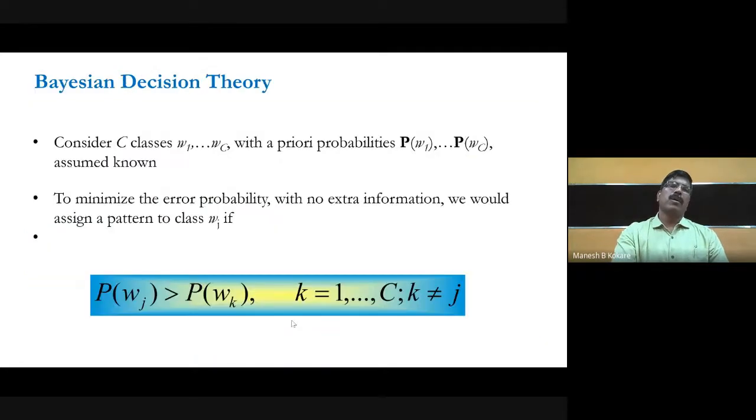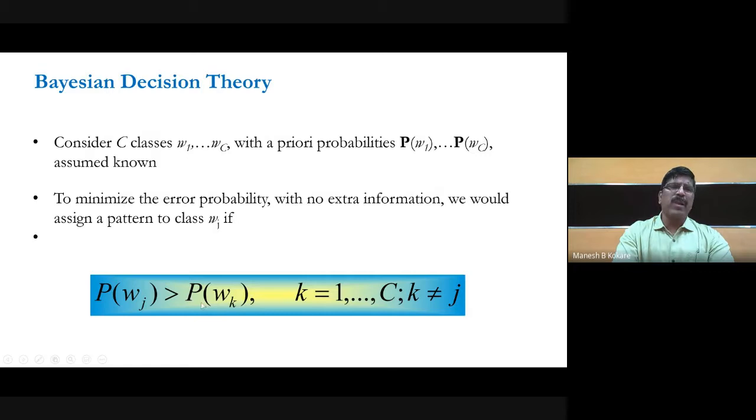Now, the standard Bayesian decision theory. For example, consider classes W1 up to WC, and you know the prior probabilities, the probability of class 1, up to the probability of class C. To minimize the error probability with no extra information, we assign the unknown pattern to class Wj if the probability of Wj is greater than the probability of Wk, where k ranges from 1 to C and k is not equal to j.